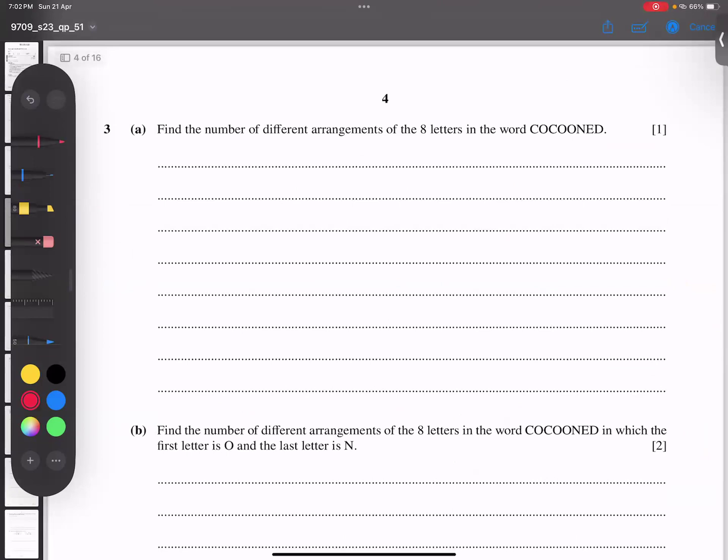Next question. He said number of different arrangements. Whenever the word arrangement comes, nPr, it is a permutation. The word has 8 letters, the word cocooned. How many C's are there? There are 2 C's. And how many O's are there? There are 3. I repeat again, in the word cocooned, we have 2 C's, 3 O's, and I think no other letter repeats, and total letters are 8. I think this is clear.